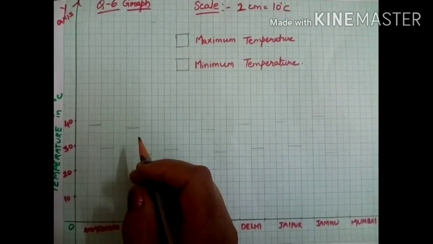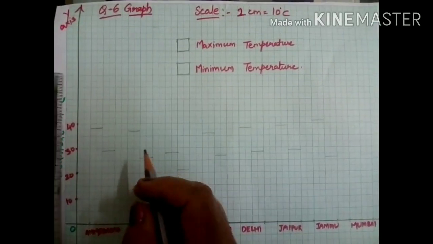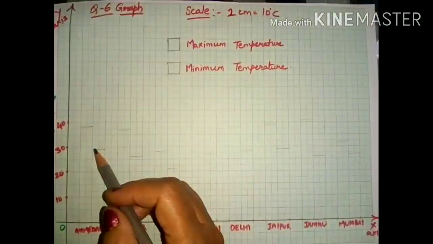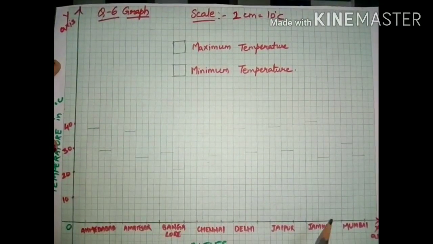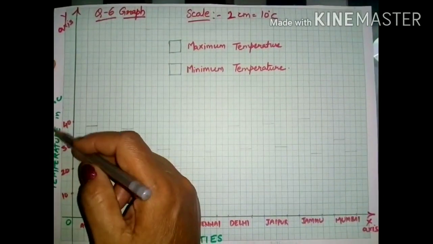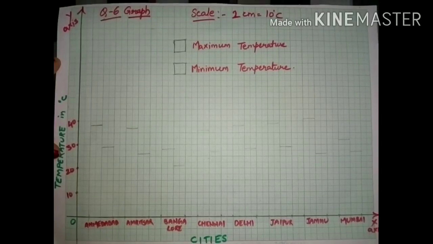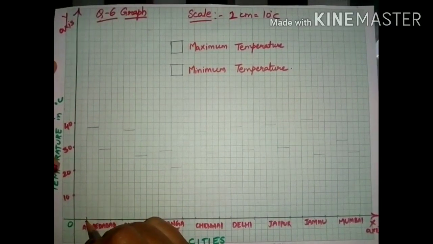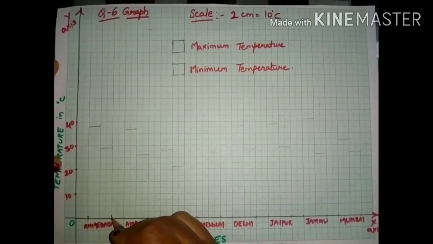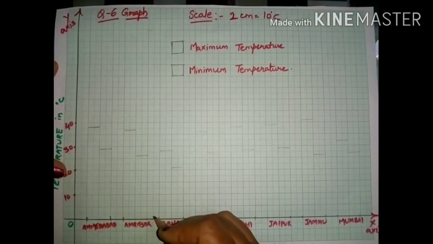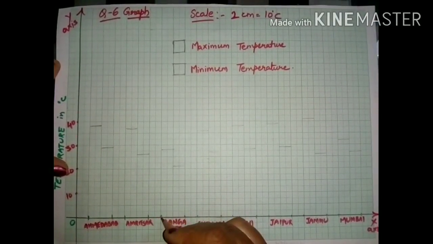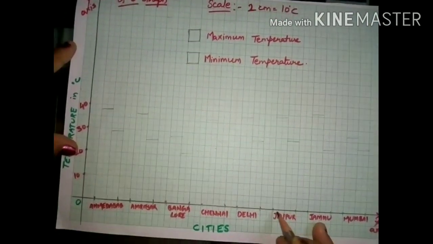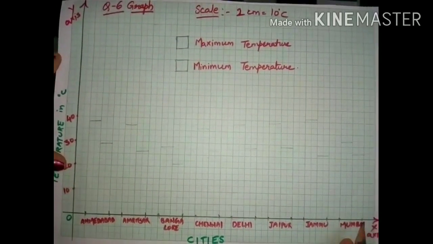Let us draw the graph of question number 6 now. See here cities and their maximum and minimum temperatures are given. So we will start drawing. First mention y-axis, then x-axis. On y-axis take temperature in degrees centigrade, on x-axis take cities. Now we have to draw the double bar graph. So mark the markings for both the bars for each city. First, this will be for Ahmedabad, then Amritsar, Bangalore, Chennai, then Delhi, then Jaipur, Jammu and Mumbai.